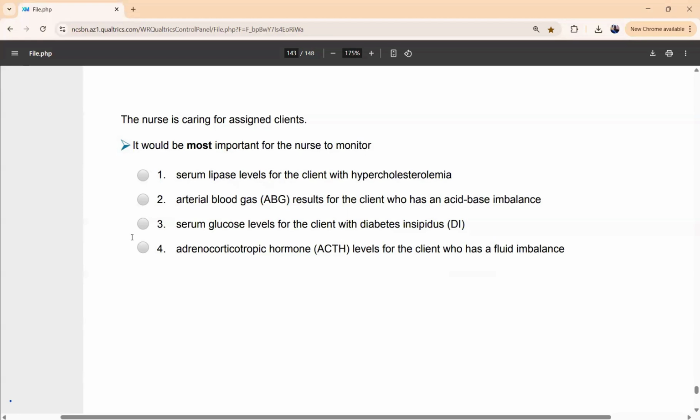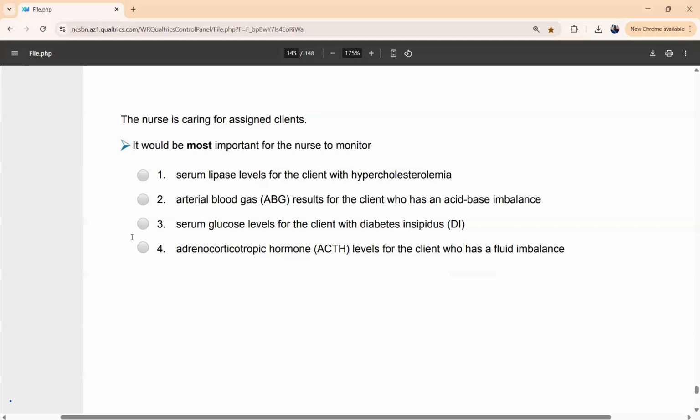Number one says serum lipase levels for the client with hypercholesterol. We know this is the lipase, the blood type we are testing for. So already the person has hyper, it's high, so I took that one off. And then I said arterial blood gas results for the client who has an acid base imbalance. This person's results are already out, but he has an acid base imbalance. It could be the pH, the PO2, or the bicarbonate. So I chose that, to make sure exactly where the problem is.